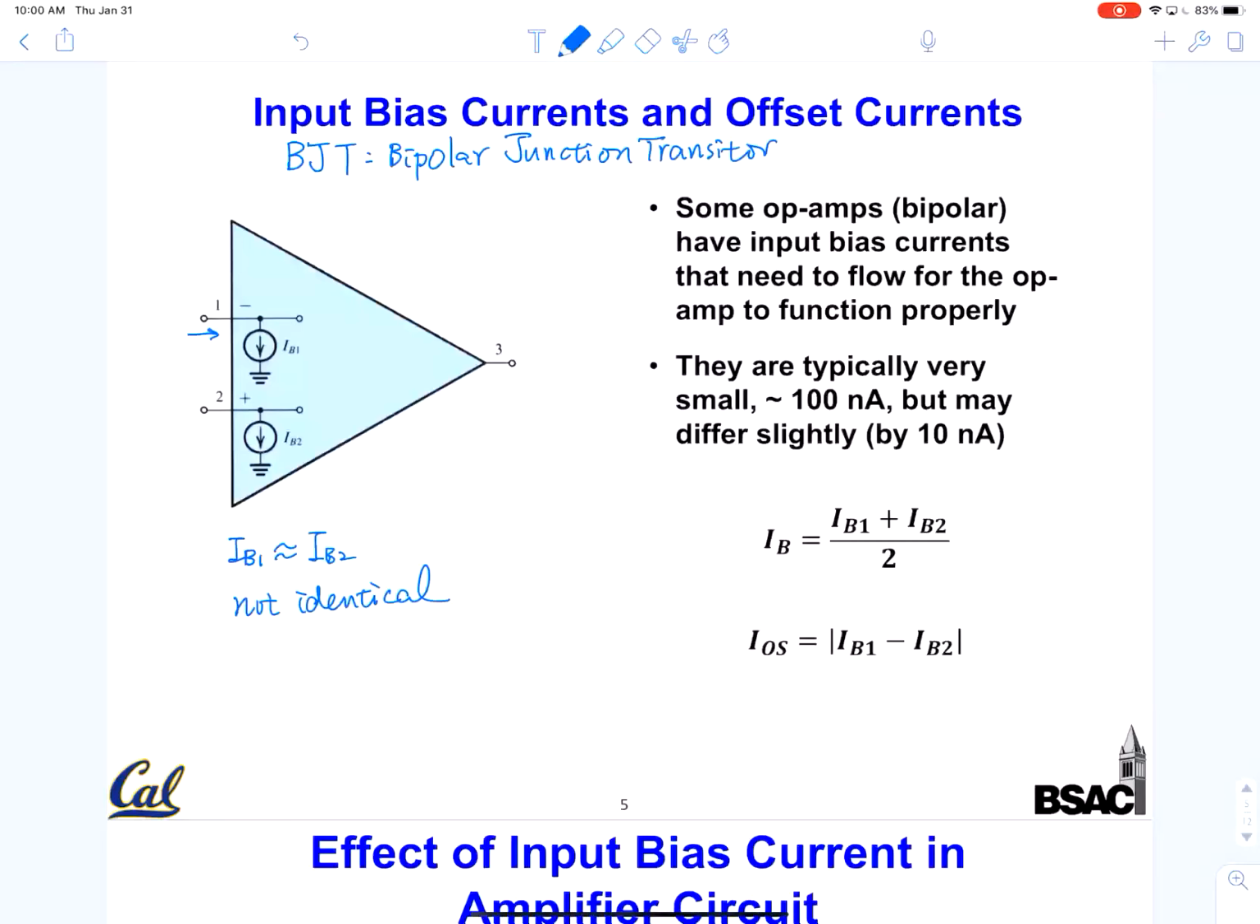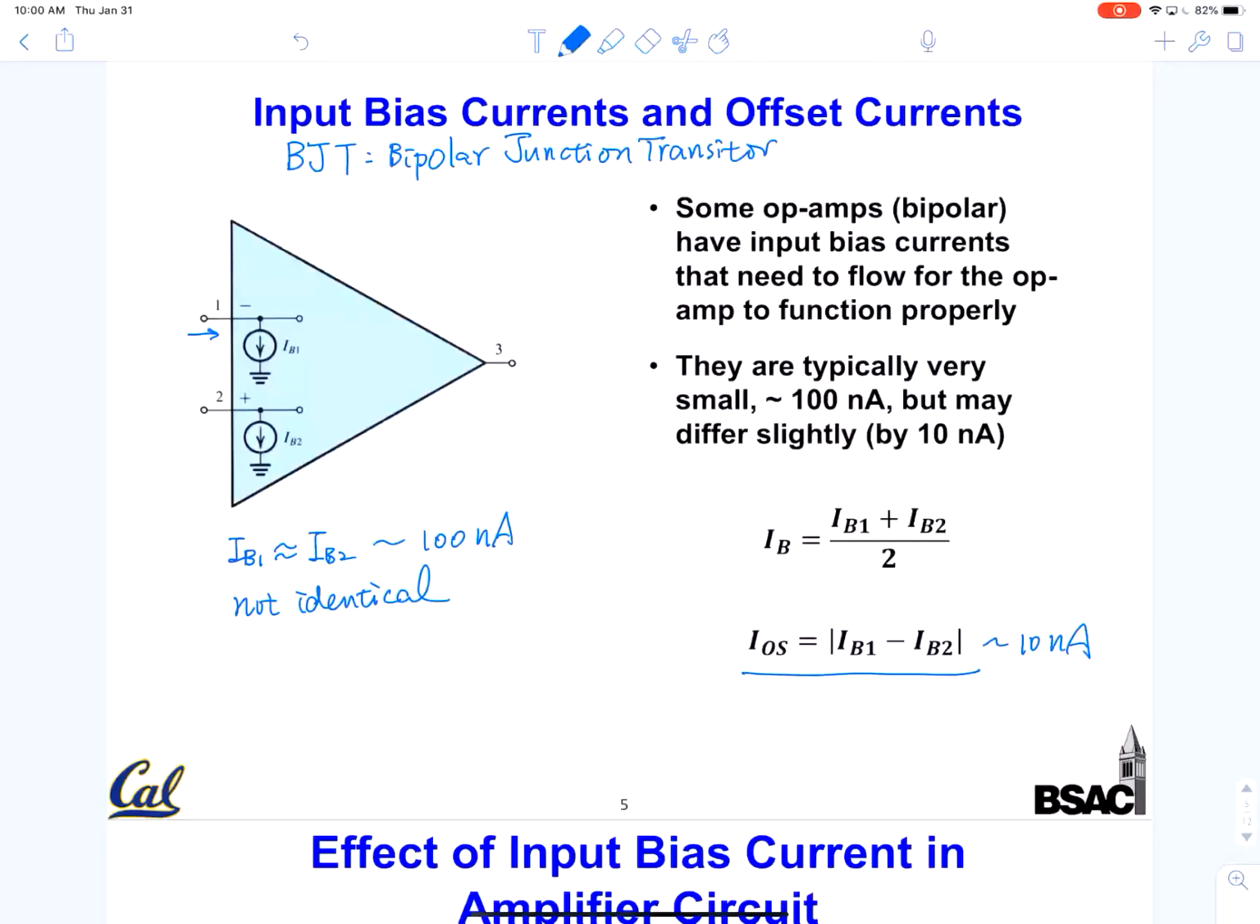Let's see what the effect of that is. Typically these are on the order of 100 nanoamp. That's very small. Typical circuits operate at about microamp to milliamp, so nanoamp is really small. And they are not identical, so they are offset. The difference between them is typically about 10% of them, so this is about 10 nanoamp. Okay, 10 nanoamp, small but finite.